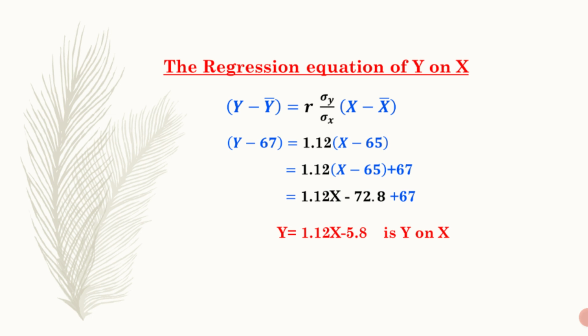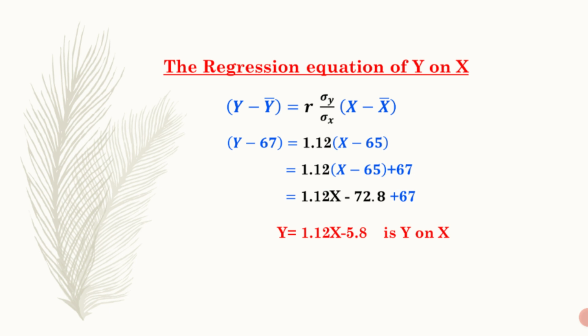Now similarly, we are going to find y on x. Our y on x formula is y minus y bar equals r into sigma y by sigma x into x minus x bar. Our y bar is 67, which we substitute in the left-hand side. Our r into sigma y by sigma x is 1.12, and x minus x bar, with x bar as 65, we substitute in the right-hand side.